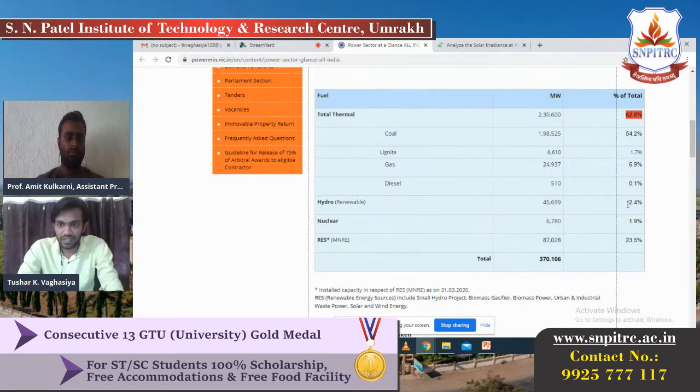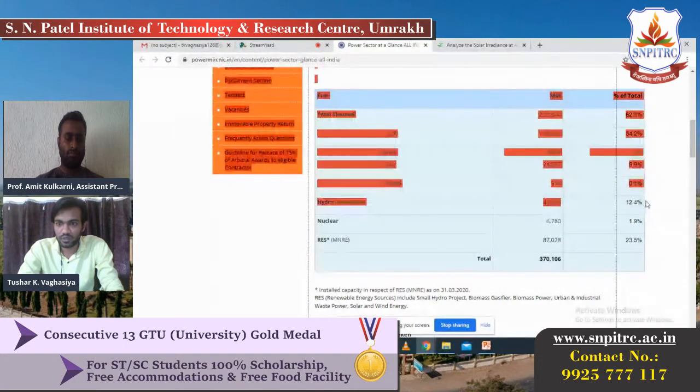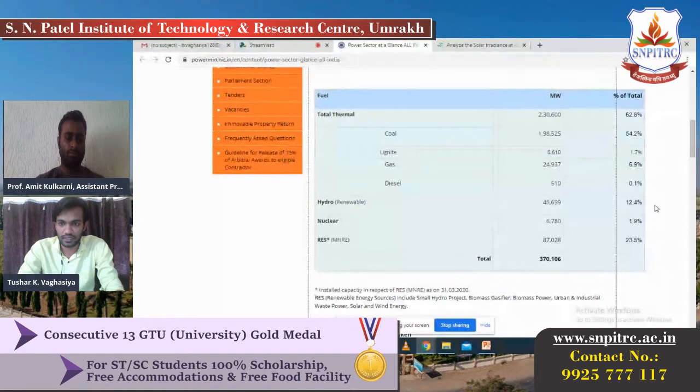But nowadays, you all know that coal is limited. It will not keep coming continuously from different countries. So we are moving toward renewable energy. In renewable energy, there are different types: solar as well as wind, biomass, and hydro power plants, which we can also say are renewable power plants. So in the current scenario, we are using 12.4 percent from renewable energy.